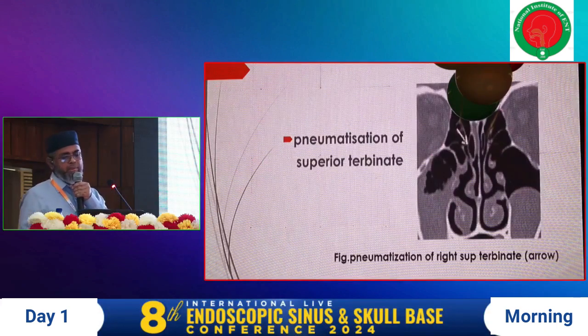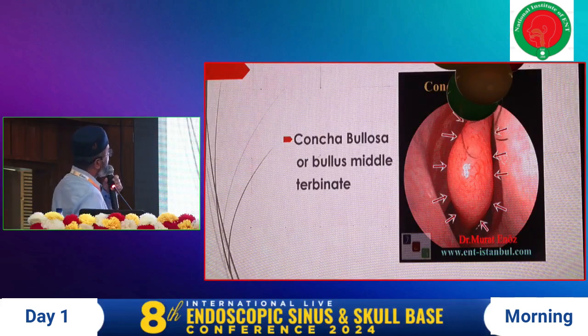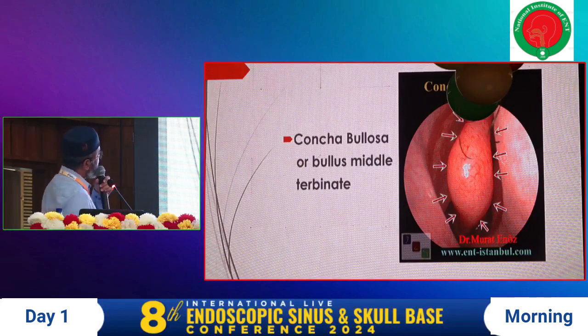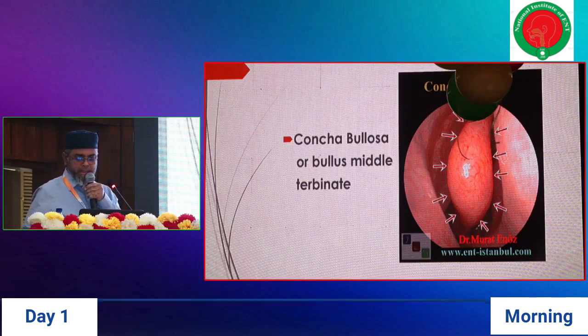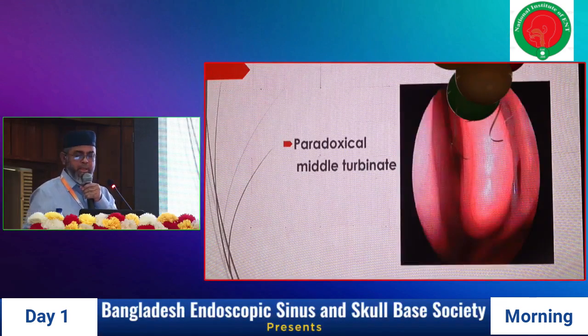This is the pneumatization of the superior turbinate. This is the concha bullosa. Concha bullosa is over pneumatization of the middle turbinate, in the bulbous part of the middle turbinate, which can impair the circulation and cause nasal obstruction, causing chronic rhinosinusitis.